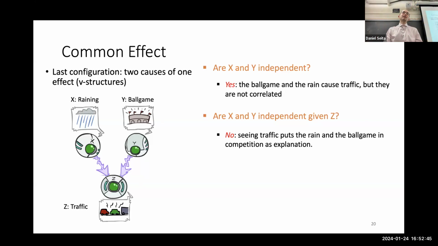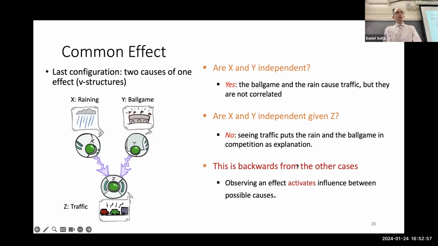And that means they're not independent, because the point of independence is that if I know something from one random variable, it doesn't tell me anything about the other one. Yeah, so that's why I think this case is a little bit trickier to think about compared to the other two, because observing an effect activates influence between the possible causes. So it takes a little more thinking about this case when you're trying to analyze which conditional independence assumptions hold for a given Bayes net.